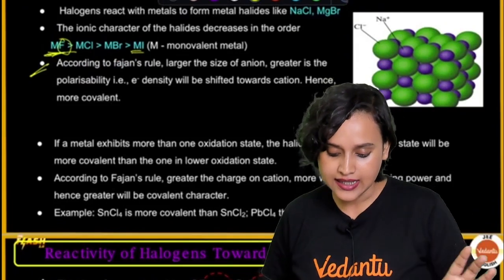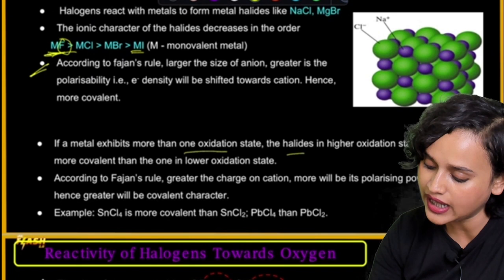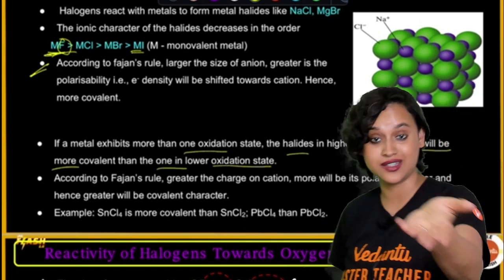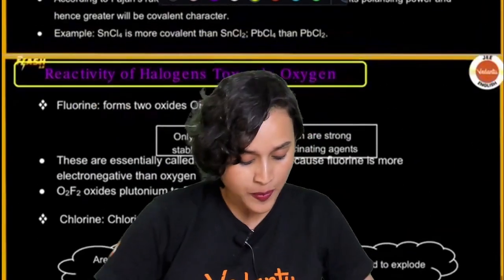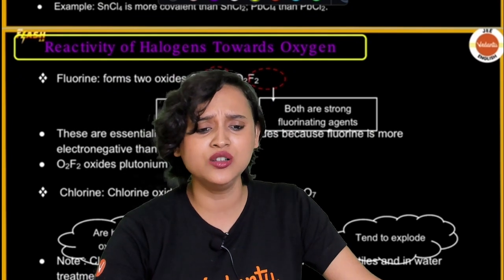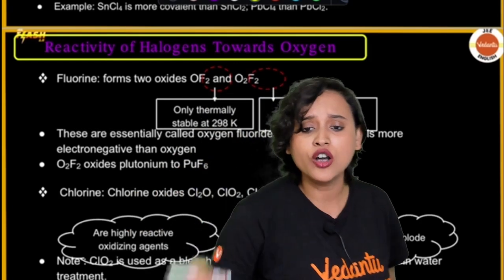I have just explained, if a metal exhibits more than one oxidation state, the halides in the higher oxidation state will be more covalent than the one in the lower oxidation state. Just explained once again. Now, do the halogens react with oxygen? Oh yeah, absolutely. Why not? Yes, they do react with oxygen and they form oxides.